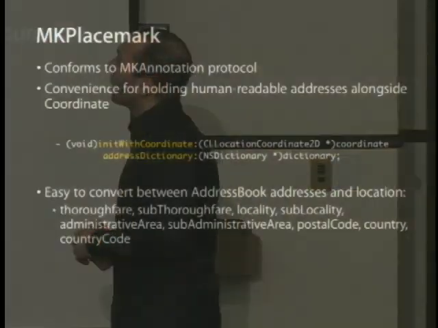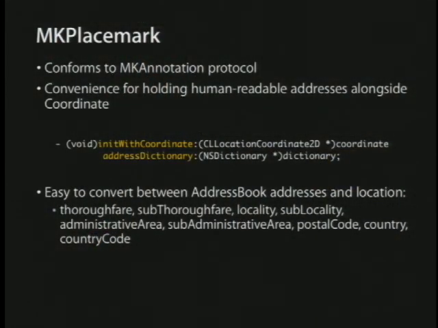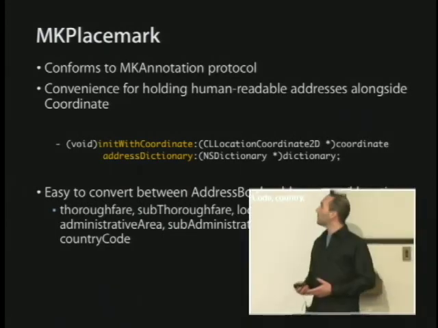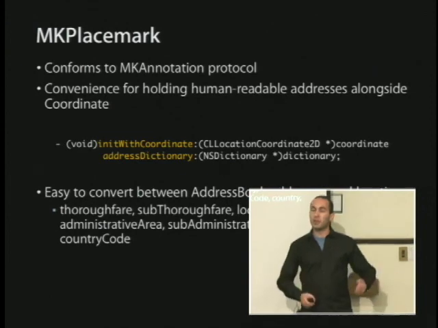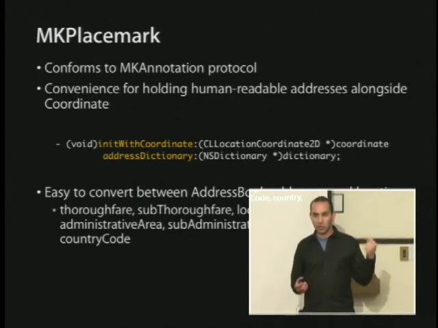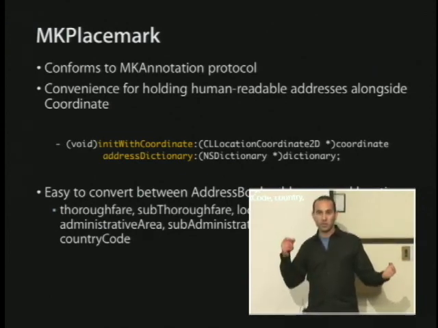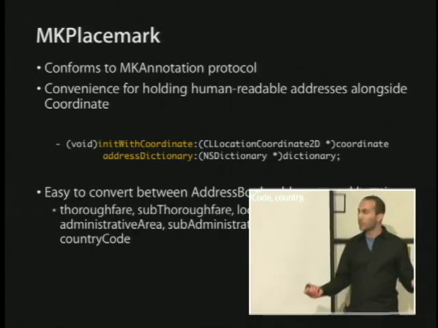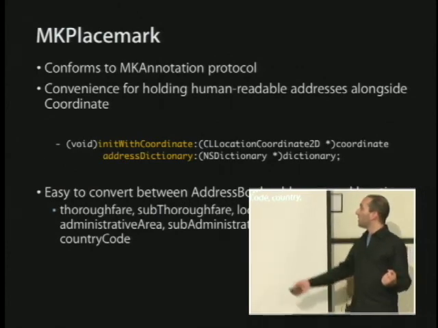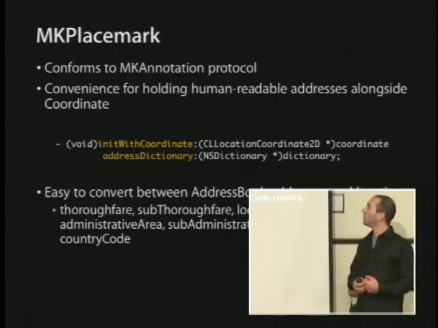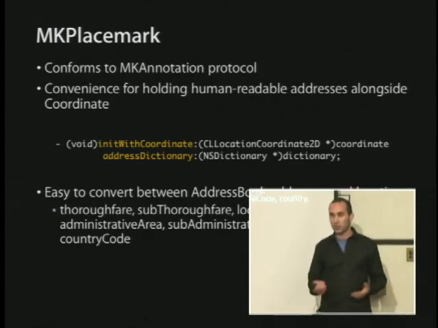There's also an object here called MKPlacemark. It conforms to the MKAnnotation protocol, so you can use these as your annotations if you want. It's a convenience for holding data that maps a geolocation coordinate to a human readable address. And here's the init method. It takes a coordinate and it optionally takes a dictionary.